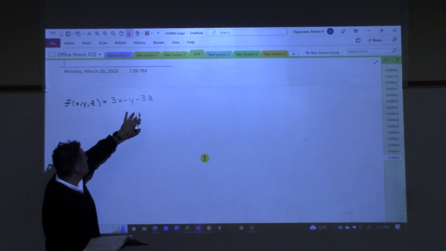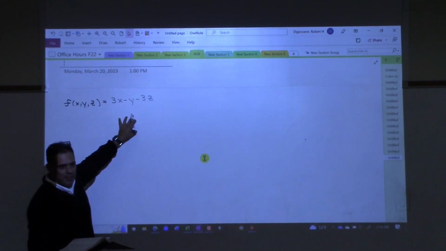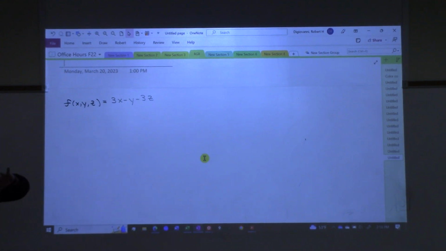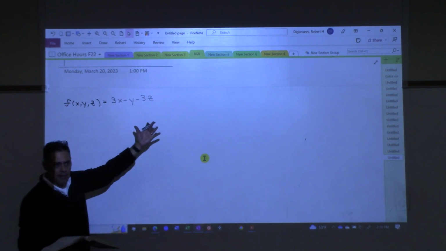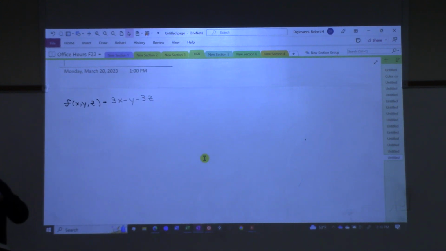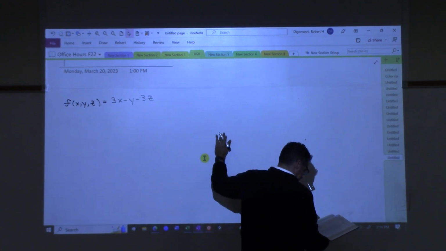Don't confuse this. This is a 4-dimensional picture, right? So this doesn't look like a plane, unless I set it equal to a constant. If I let this equal a number, then it's a plane. But as a function, it's not. Okay. Now, our constraints. G of x, y.